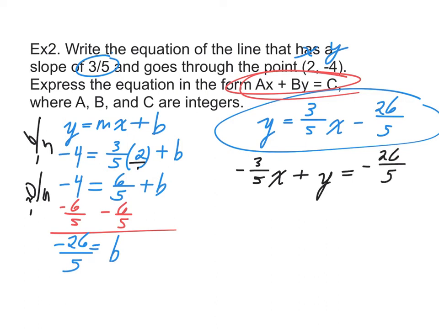And remember, there was that weird little rule that said in standard form, they don't want that coefficient in front of x to be negative. So I'll just multiply everything through by a negative, or make everything opposite. Now the 3/5 is positive, the y is negative, and the 26/5 is positive. One last thing to put this in standard form: those numbers in front of the variables have to be integers, and currently I have a lot of fractions. So I'm going to multiply everything through by 5.